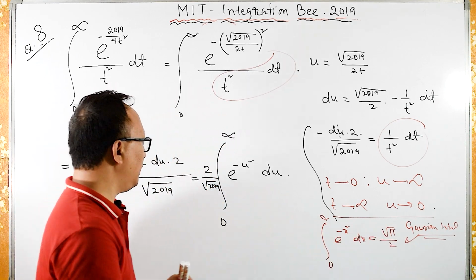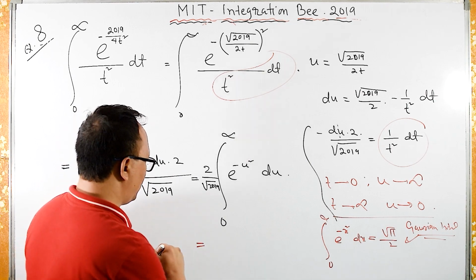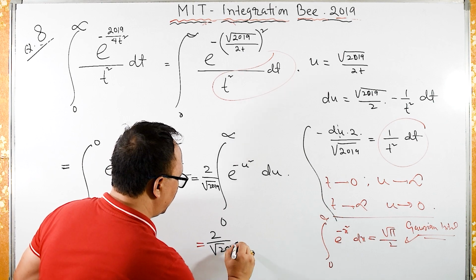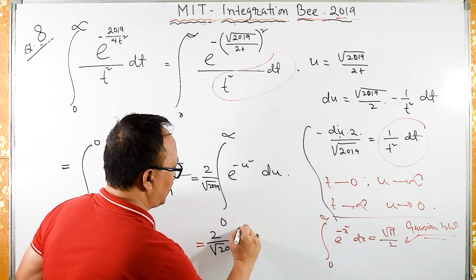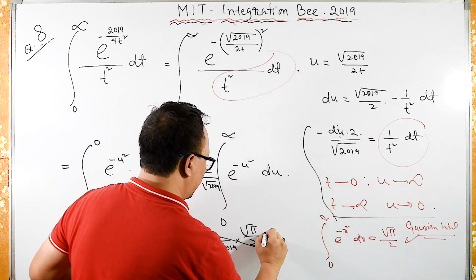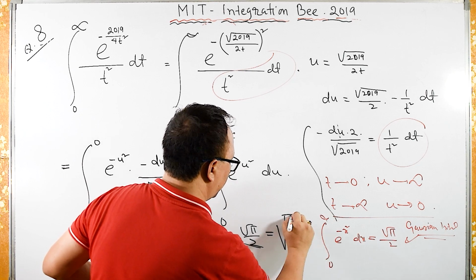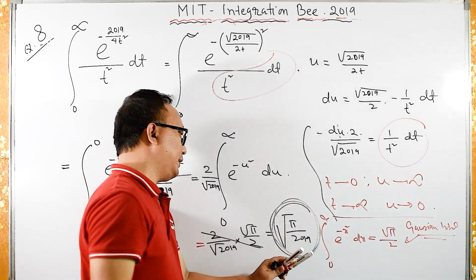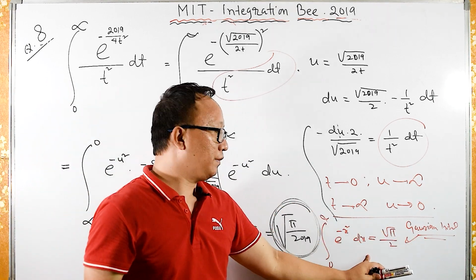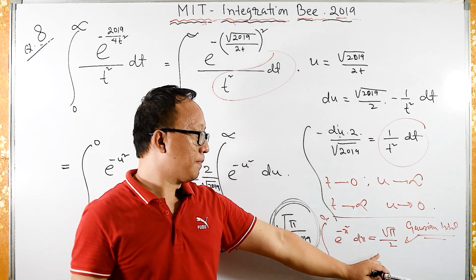By using this formula, what we have is 2 upon square root of 2019 into square root of pi upon 2. So these two get cancelled, square root of pi upon 2019. This is the required answer for this. Now for the Gaussian integral, this proof you can see in one of my videos, one of my lectures.